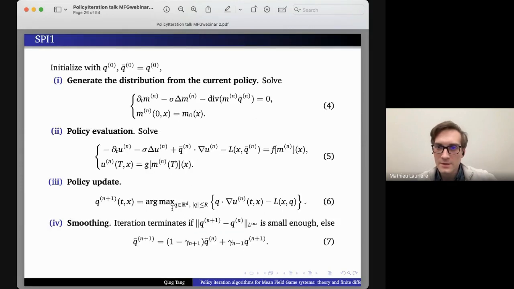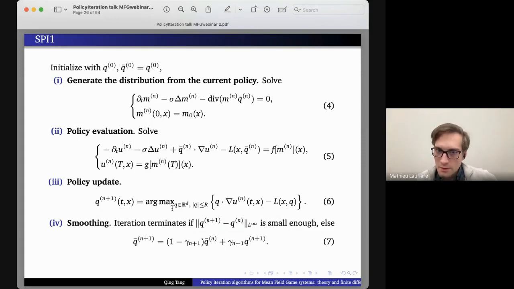So at each iteration, you start with Q_n, then you compute M_n by solving the Fokker-Planck equation. So basically M_n is the evolution of the population if everyone uses this Q bar. Yes. And then you evaluate this policy. Basically, you get U_n.